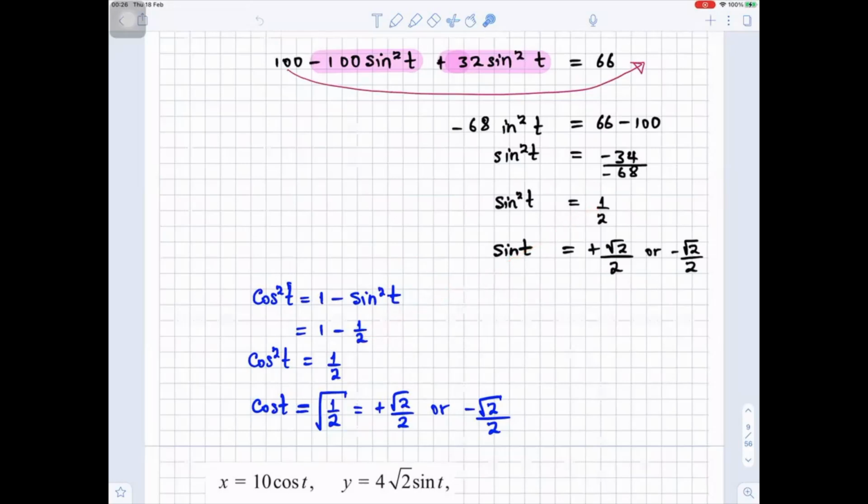So we have 1 minus a half. It gives you a half. So cos squared t is equal to a half. And cos t is the square root of a half, which is plus root 2 over 2 or minus root 2 over 2.